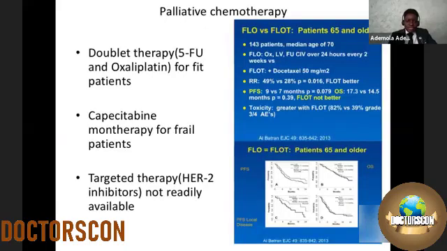Now, for those patients who come with stage 4 disease, where the aim is palliation, we do not give those 4 drugs because of the toxicity. So we prefer to give a doublet therapy, usually 5-FU and oxaliplatin for fit patients. And for patients who are not so fit, we give capecitabine, Xeloda, for frail patients.